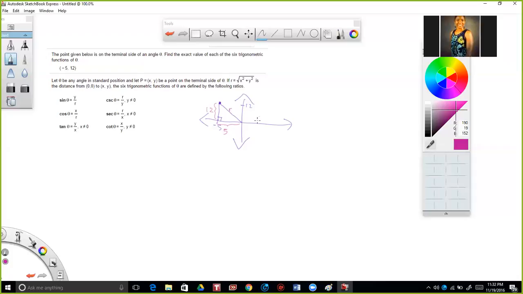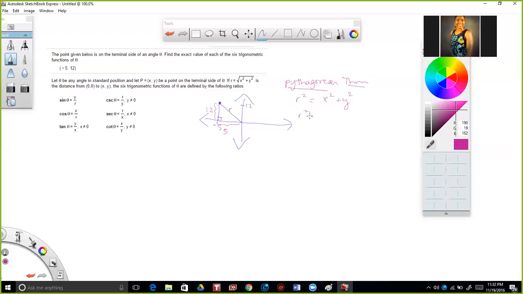Okay. So now we can find out what r is, because we have to find all 6 trig values. So we can use the Pythagorean theorem, which is r squared is equal to x squared plus y squared. Well, they would say c squared is equal to a squared plus b squared, but in this case, we're dealing with x, y, and r.